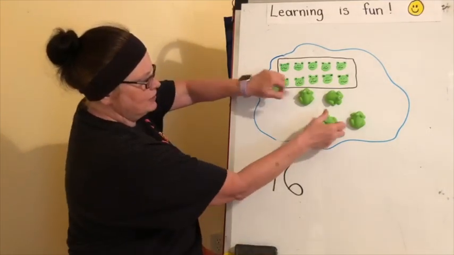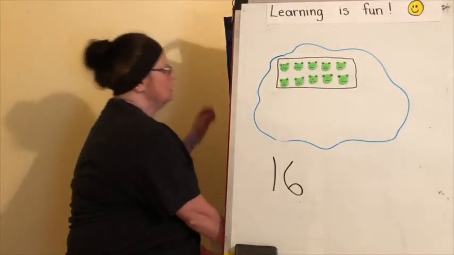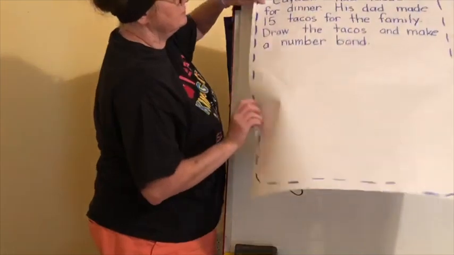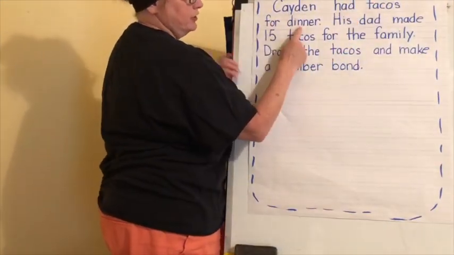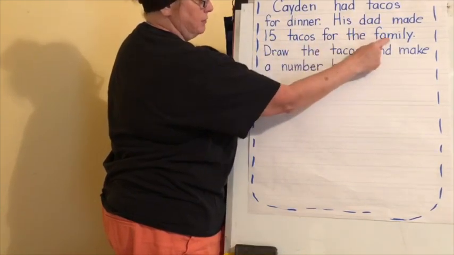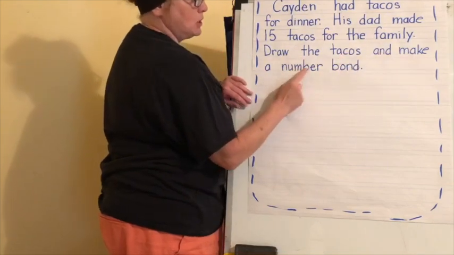All right, now the last thing we have to do today is our word problem. It says, Caden had tacos for dinner. His dad made 15 tacos for the family. Draw the tacos and make a number bond.